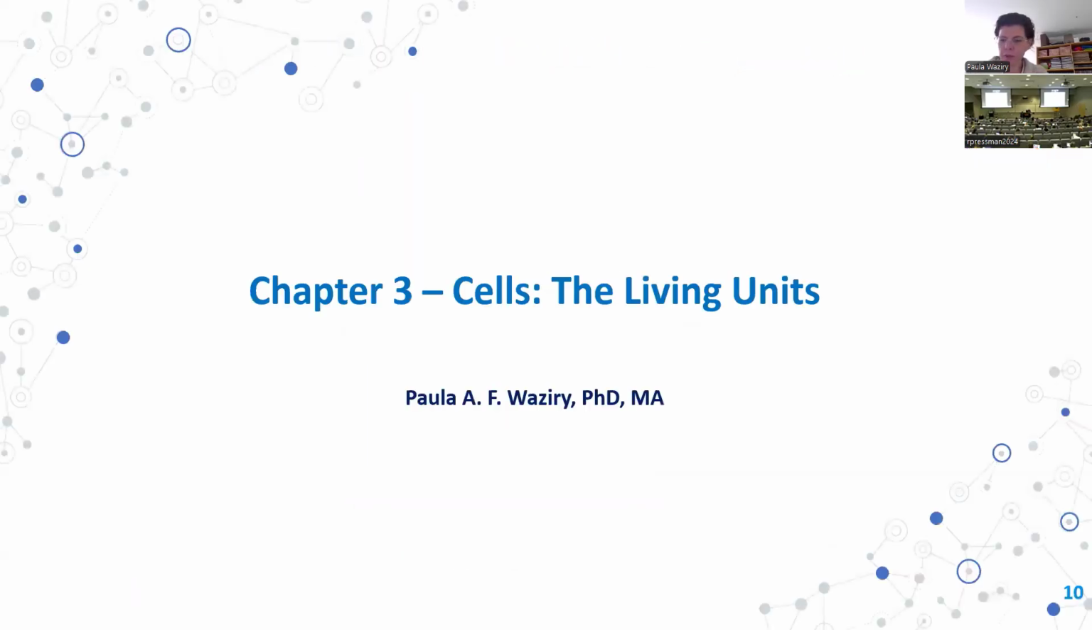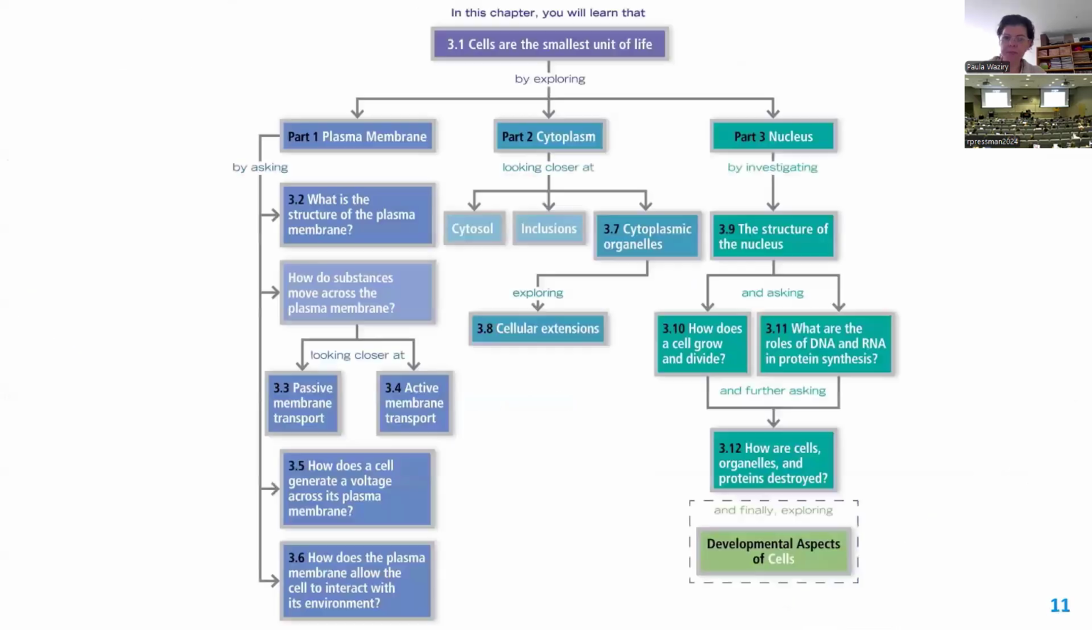Okay. So now we finally get to chapter 3, and this has to do with everything about living cells, right? Cells are the smallest living units. So for the breakdown of that chapter, we're going to start by looking at the plasma membrane. After that, we're going to see how useful the plasma membrane is, and we're going to look at transport through the plasma membrane.